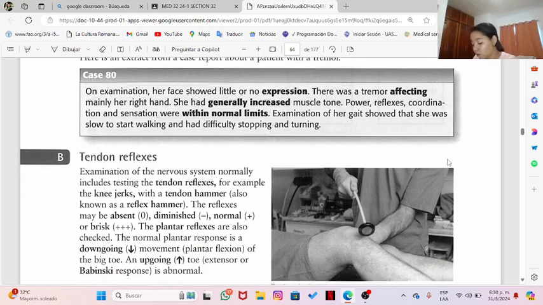Case 80. On examination, her face showed little or no expression. There was a tremor affecting mainly her right hand. She had generally increased muscle tone. Power, reflexes, coordination, and sensation were within normal limits. Examination of her gait showed that she was slow to start walking and had difficulty stopping and turning.